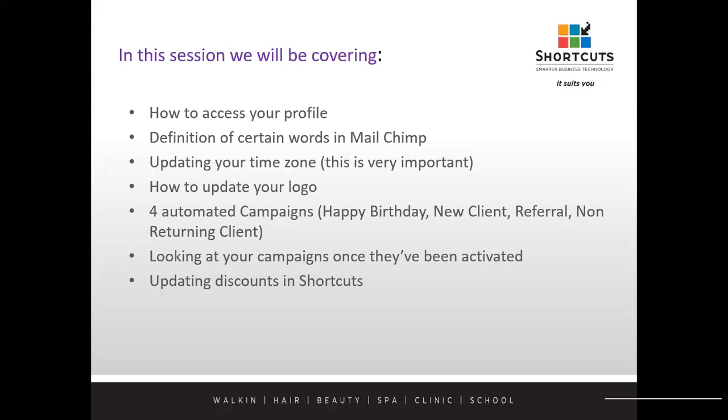We will also look at how to update your salon or your spa logo. And of course, we'll be looking at the 4 automated campaigns, so not too dissimilar to what we had before. So we've got our happy birthday, our new client, referral, and our non-returning. Now, there's lots of information we can input. You can go into loads of detail with MailChimp, which is brilliant, and really make some fantastic campaigns. Okay, and we'll be looking at your campaigns once they've been activated, so we can see how well they're doing. And lastly, updating the discounts in Shortcuts if you decide to give a discount with one of your campaigns.